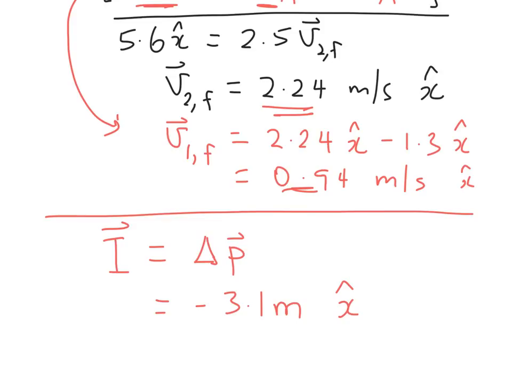Now that shouldn't surprise you, because you know that the 2m card, which is m1, slows down. For it to slow down, you have to apply a force in the opposite direction. So it is in the negative direction. And of course, the impulse is in the same direction as the force. And hence, you can understand the negative.